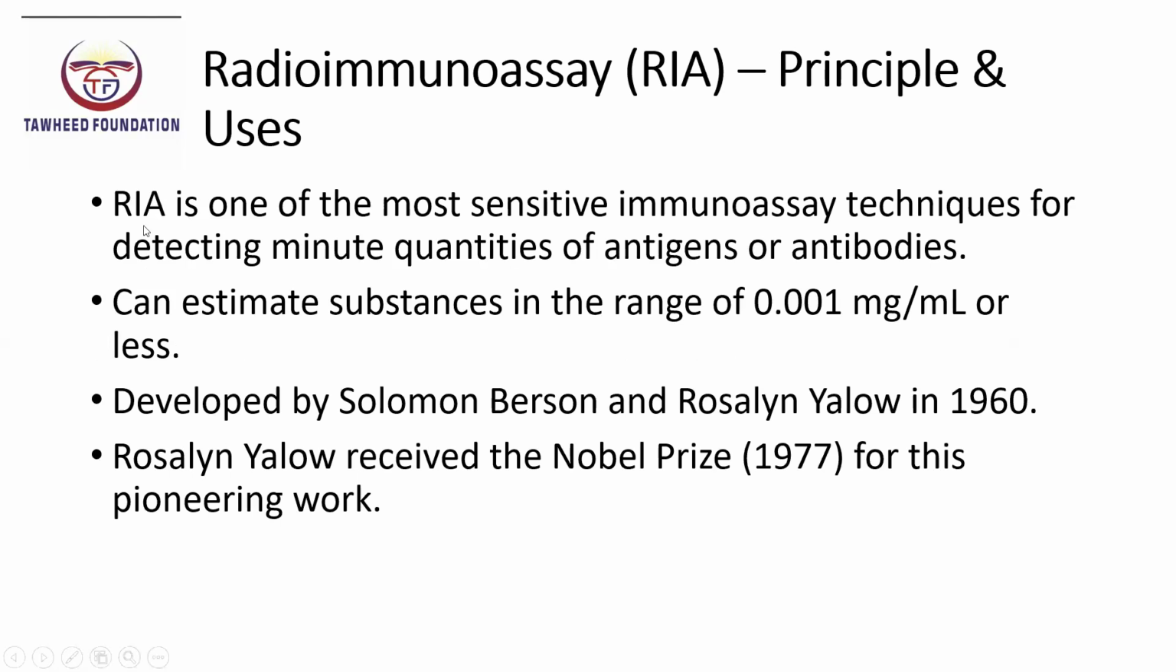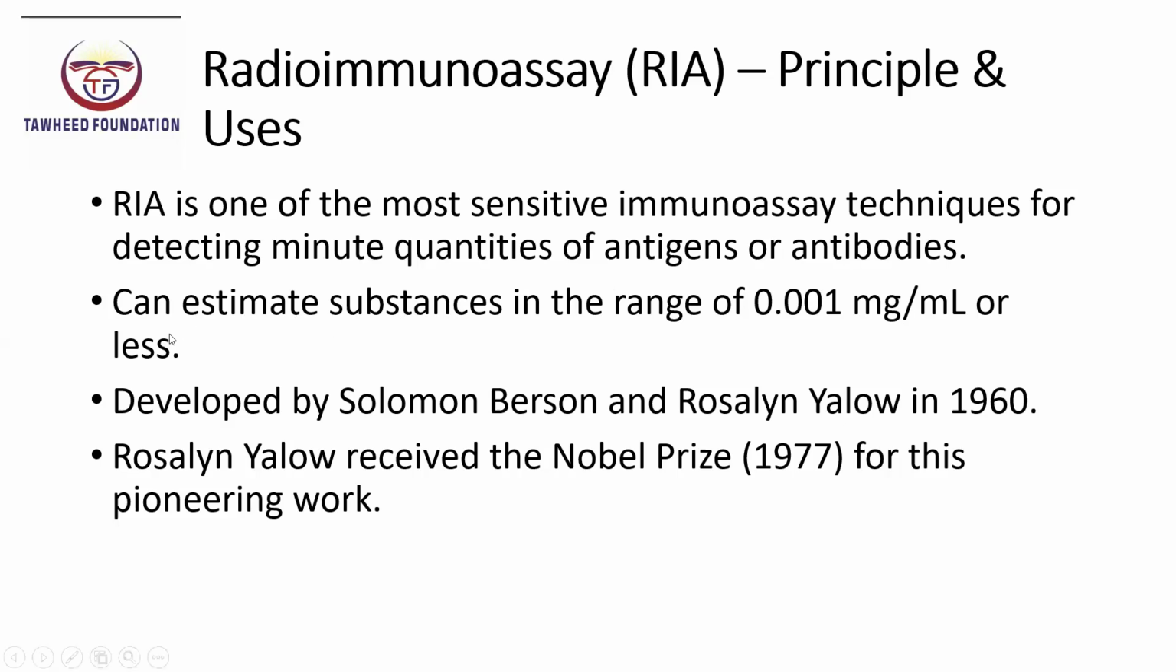The radioimmunoassay RIA is one of the most sensitive and specific immunoassay techniques ever developed for the detection and quantification of minute amount of biological substances such as hormones, enzymes, antibodies, and antigens. It operates on the principle of antigen antibody binding, similar to other immunological assays, but distinguishes itself by utilizing radioactive label molecules as tracers to measure the concentration of target analytes.